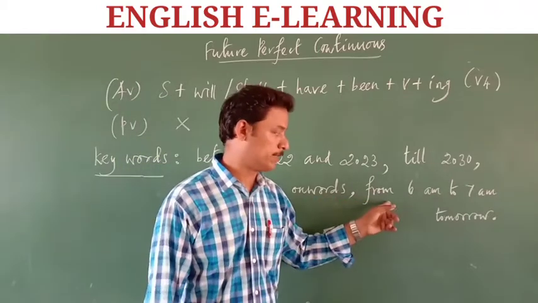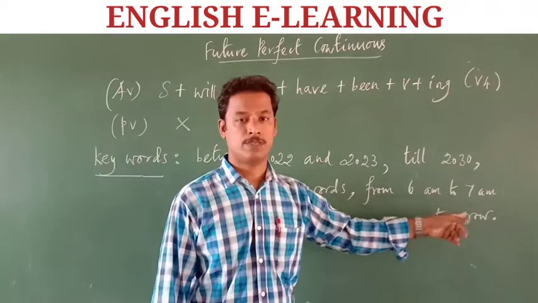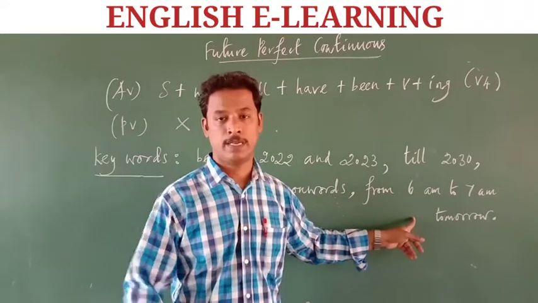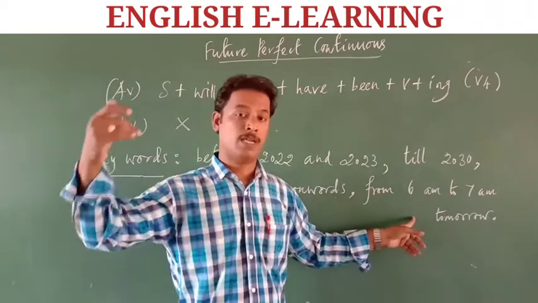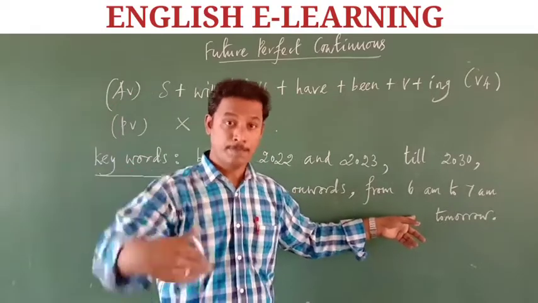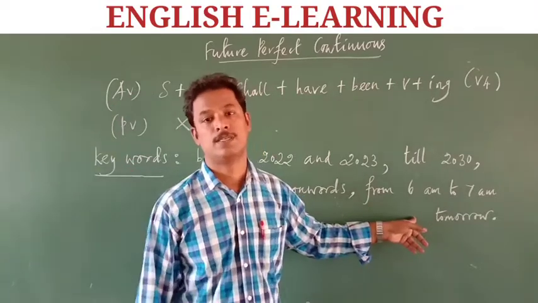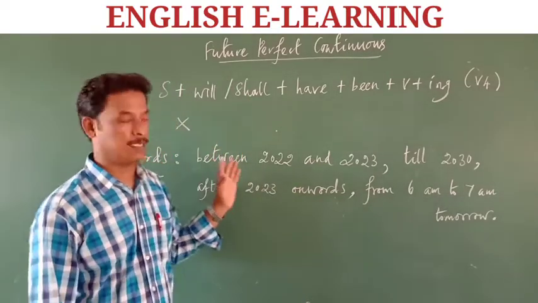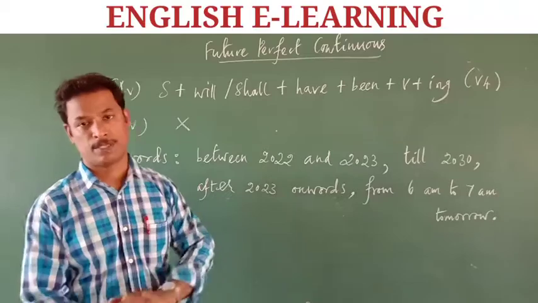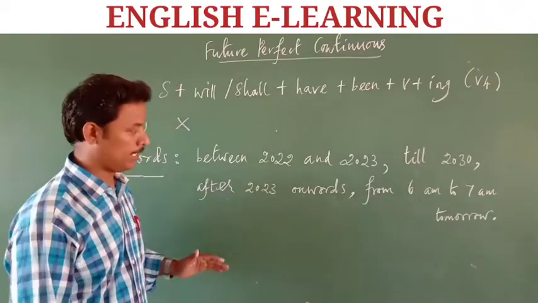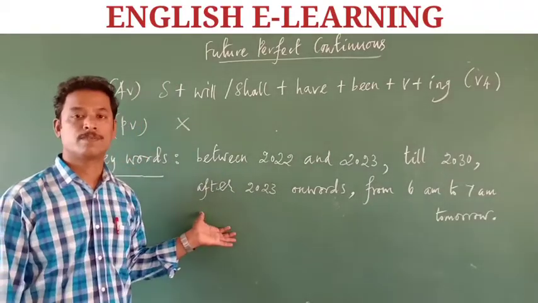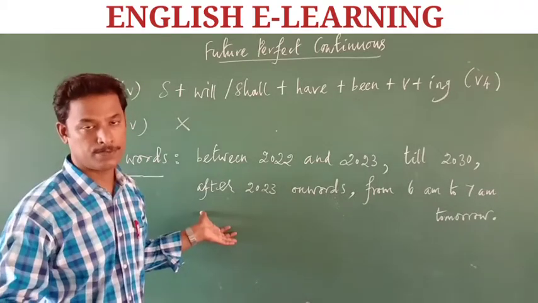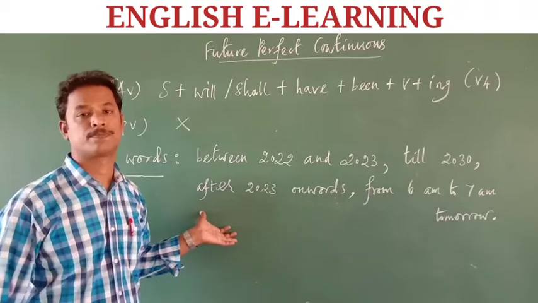Right. Next keyword is from 6 a.m. to 7 a.m. tomorrow. From 7 a.m. to 8 a.m. tomorrow. From 5 a.m. to 8 p.m. next week on Friday. Likewise, you can use the keywords for identifying future perfect continuous. Right. Again, take a screenshot for this and note down these keywords and memorize these keywords simultaneously.